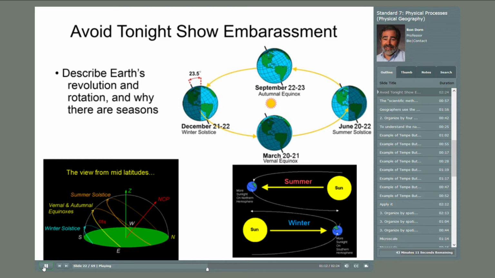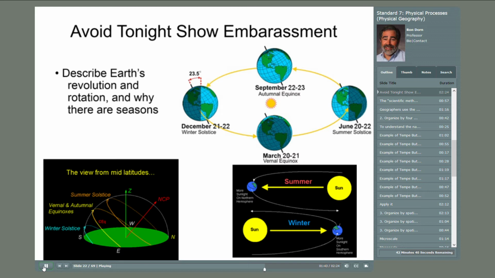The Earth's axis is tilted with respect to the plane of the ecliptic, the plane on which we revolve around the sun. That tilt causes two things to happen. When it's summertime, in the mid-latitudes especially, you can see this in the graph in the lower left, the sun is higher in the sky, and so the angle of the sun is more intense.